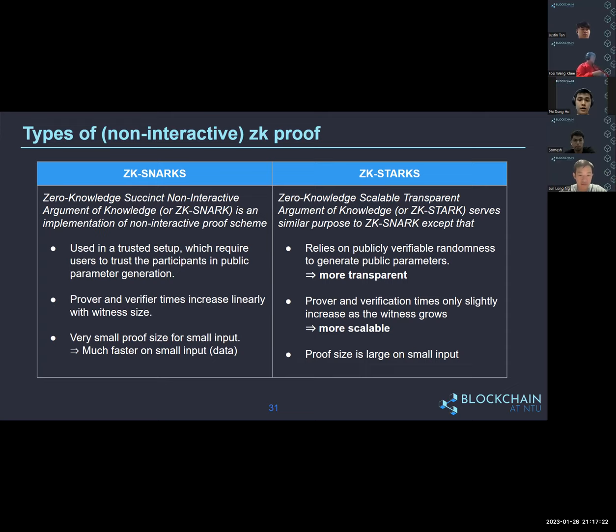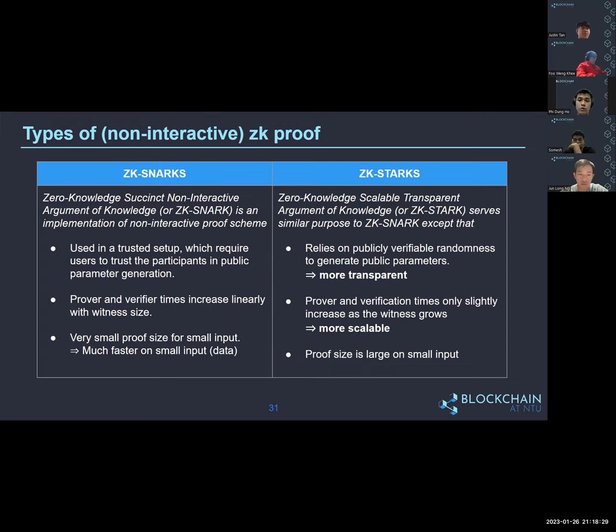It still needs a trusted setup, which we described in the picture on the previous slide, and this will generate public parameters. The proof size for it is normally very small, but it increases linearly with witness size. Then due to some limitations of ZK-SNARK, there is ZK-STARK, which stands for zero knowledge scalable transparent argument of knowledge. They serve a similar purpose as ZK-SNARK, except that they derive a protocol that doesn't rely on a trusted setup anymore, so this is more transparent. You can read the paper in the research later to understand more detail. Essentially they use probabilistic random generation to get all the public parameters available to the network.